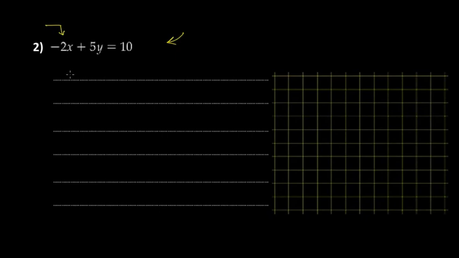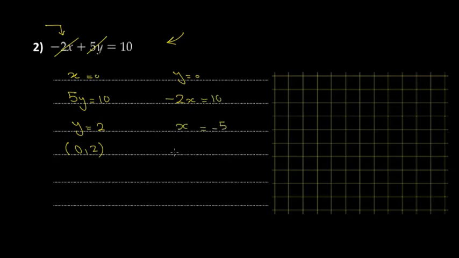Number 2: -2x + 5y = 10. Now to find the x-intercept and y-intercept, we set x equal to 0 and y equal to 0. If x equals 0, we cancel x, so the remainder is 5y = 10, then y = 2, and the ordered pair is (0, 2). For y = 0, we cancel y, so the remainder is -2x = 10, then x = -5, and the ordered pair is (-5, 0).